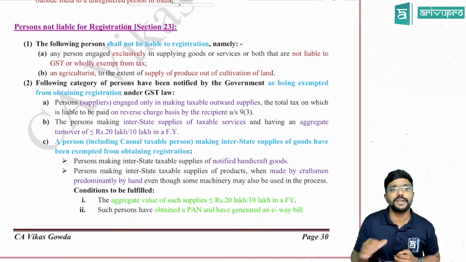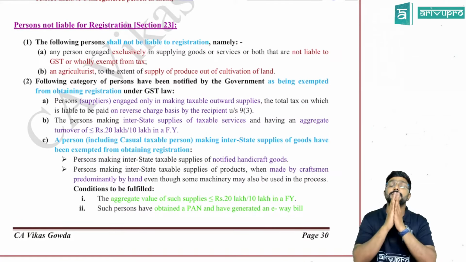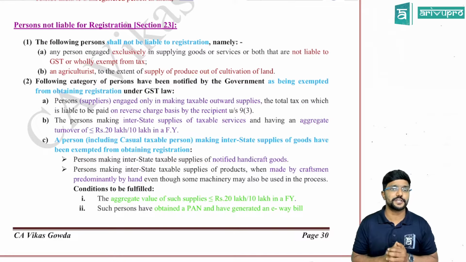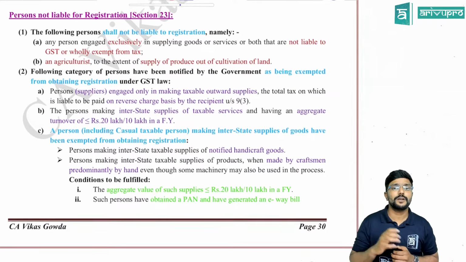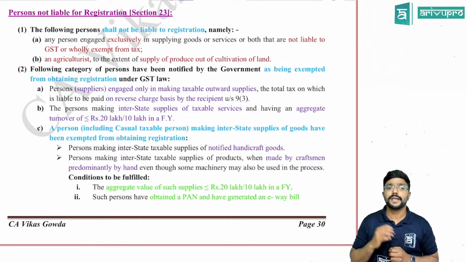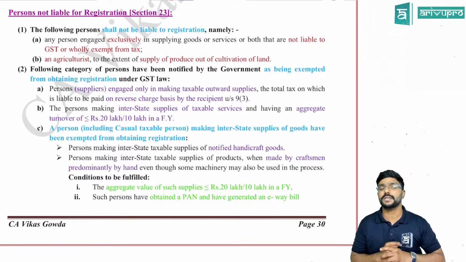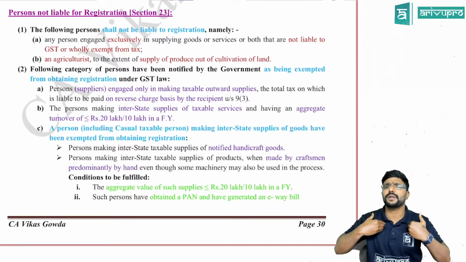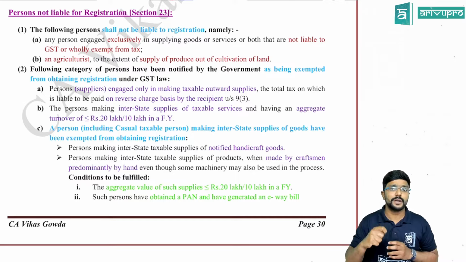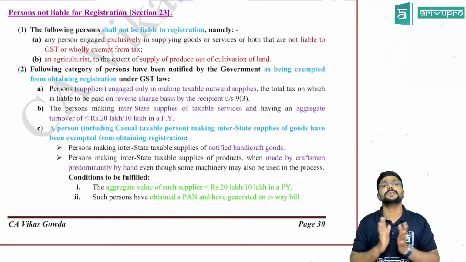Then coming to section 23, which tells in the following cases registration is not required. This is like exceptions for registration. Subsection 1 will tell the following persons shall not be liable to register. That is, any person engaged exclusively in supplying goods or services or both that are not liable to GST, that is, on which I am the exclusive supplier of petrol or alcohol, on which GST is not at all applicable, or I am supplying something which is exempt under GST.